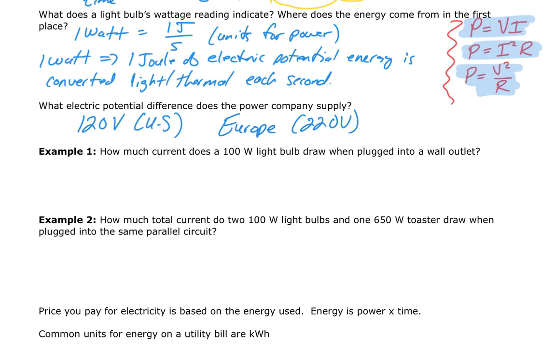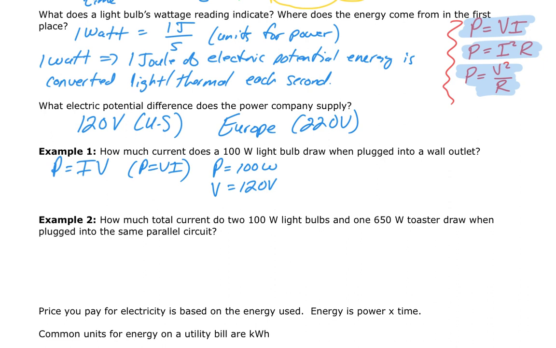So let's take a look at what we got here. How much current does a 100 watt light bulb draw when plugged into a wall outlet? Well, we have our equation. P is equal to I times V. It's the same thing. P is equal to VI. Sometimes I write it one way, sometimes I write it another way. We know a couple things. If it's a 100 watt light bulb, we know the power is 100 watts. And we're assuming, unless told otherwise, that we're in the United States. So we know that the voltage is 120 volts.